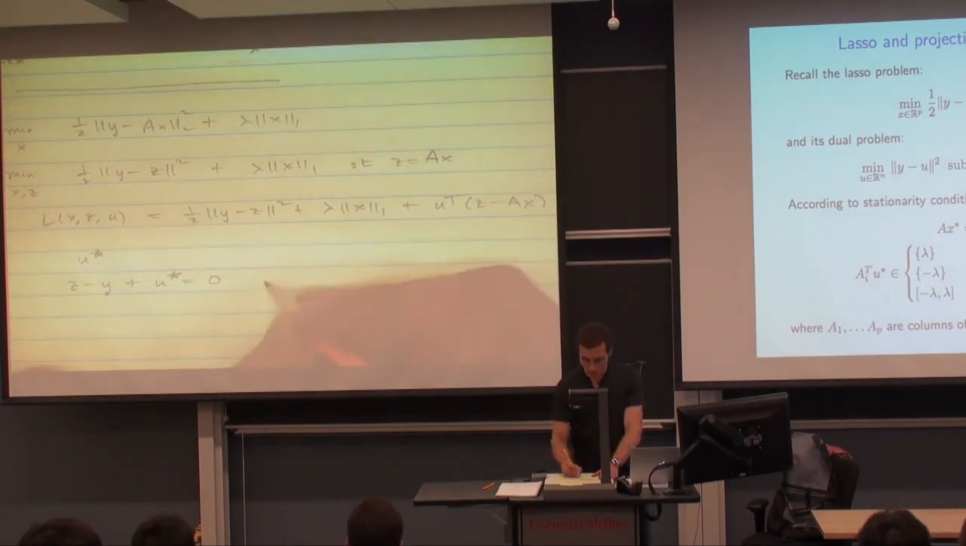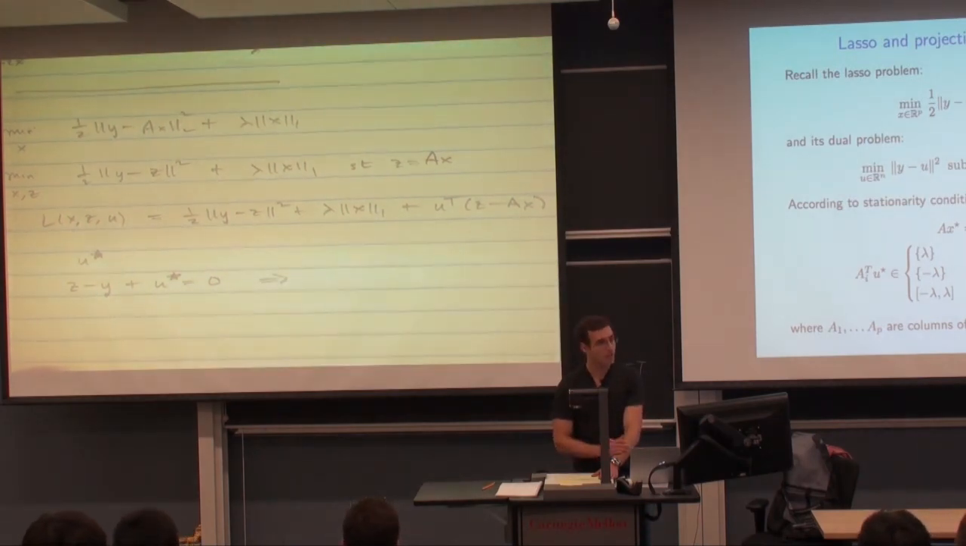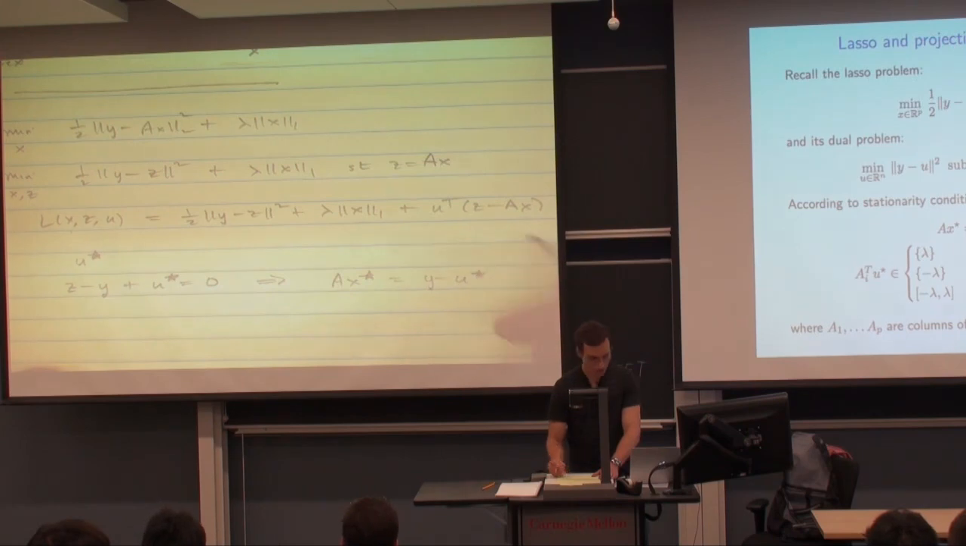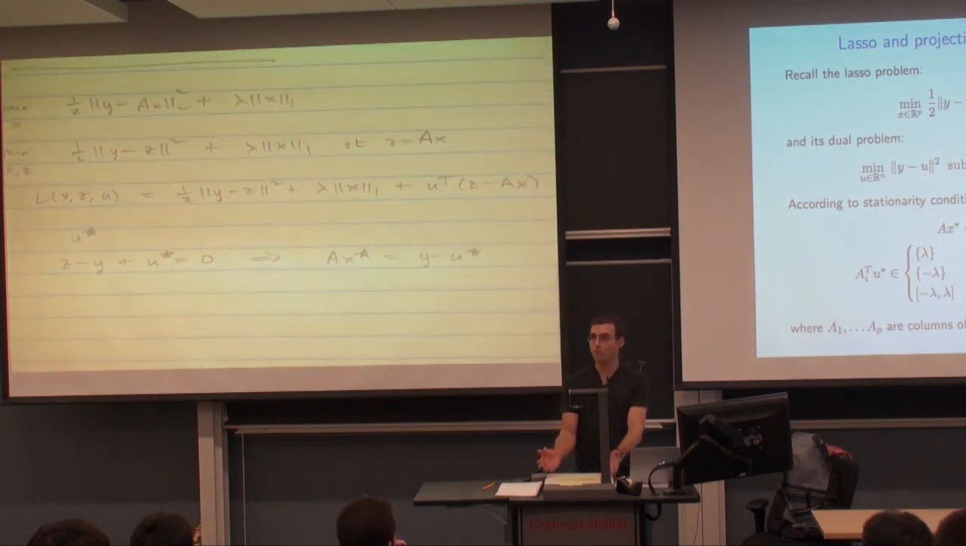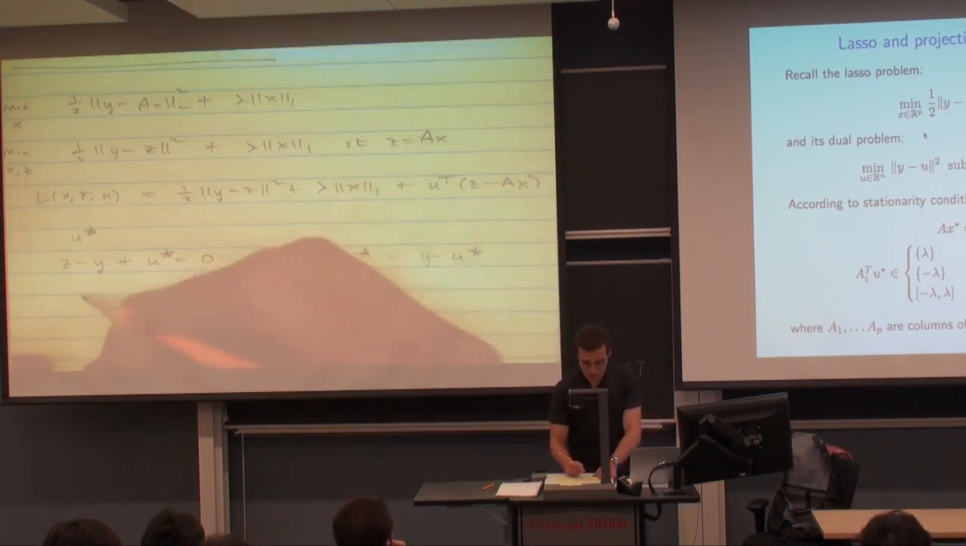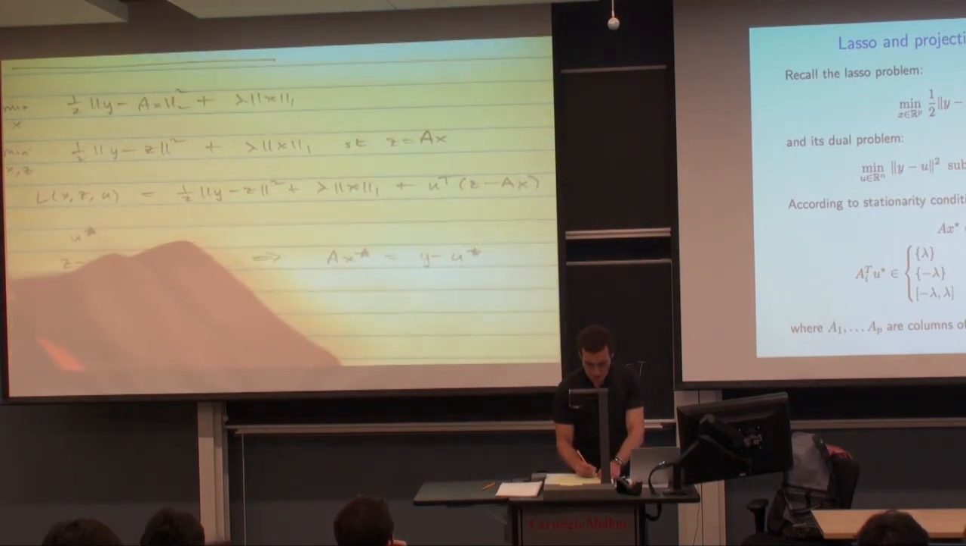Okay, so at the solution z is Ax. So what this tells me is that A x star is just equal to y minus u star. So that's the relationship between the primal and dual solutions. The primal fit, so the value of A x star, that's what I use to estimate y, is equal to y minus u star. And the other thing I get, so this is with respect to z.